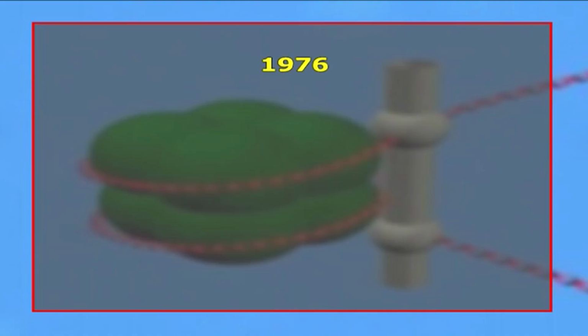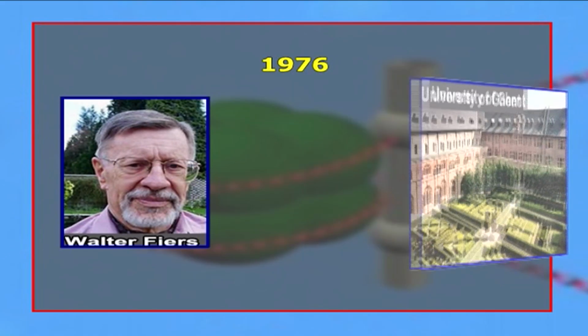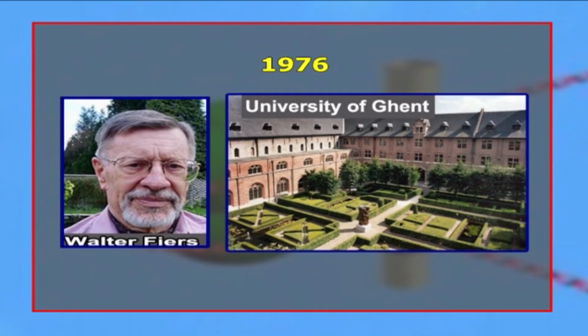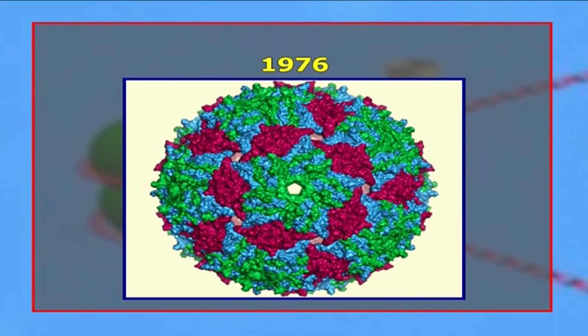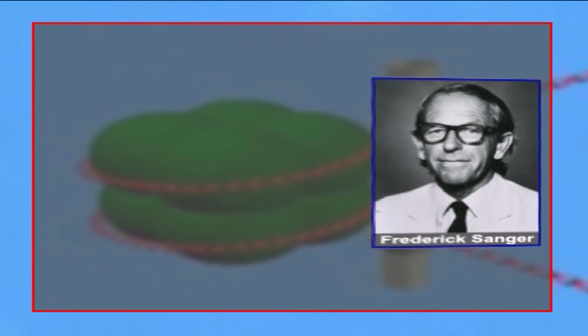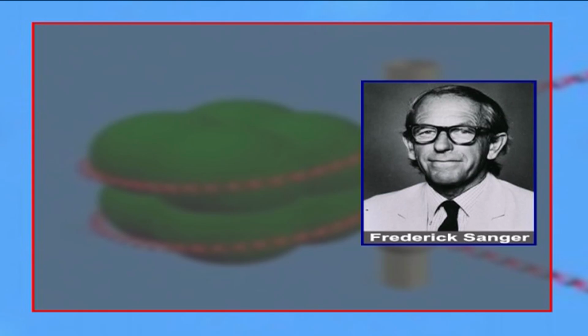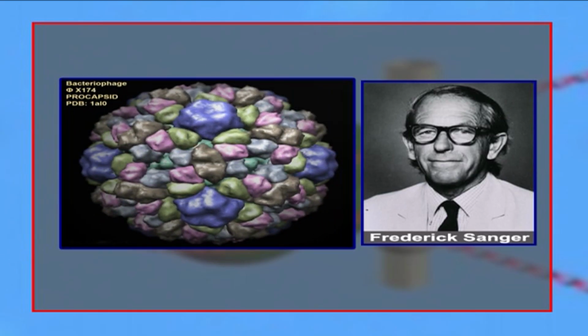In 1976, Walter Fiers at the University of Ghent was the first to establish the complete nucleotide sequence of a viral RNA genome, bacteriophage MS2. The next year, Fred Sanger completed the first DNA genome sequence of phage phiX174, 5386 base pairs. The first complete genome sequences among all the three domains of life were released within a short period during the mid-1990s.